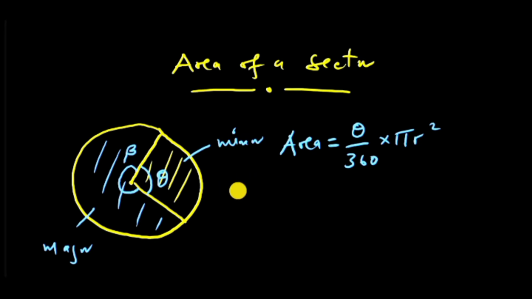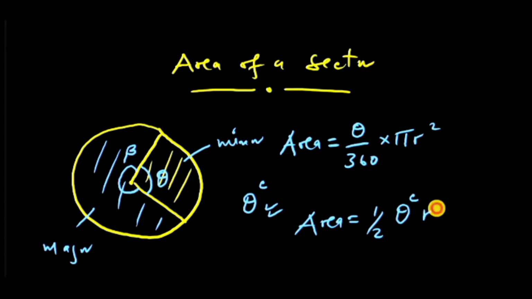We may also decide to calculate the area when theta is given in radians. And if theta is given in radians, then the area becomes a half times theta in radians times r squared.